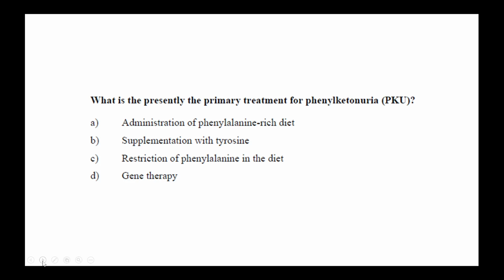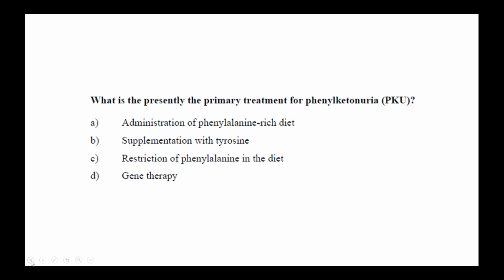Ma'am, one doubt. Yeah. There's always a doubt whether the mousy odor in phenylketonuria is due to a metabolite, whether it is due to phenyl lactate or phenyl acetate. Yes, there's always a debate. But the correct answer for the mousy odor is, which of these metabolites, ma'am? It is due to phenylpyruvate. I'll come to that. I have a question for that also.